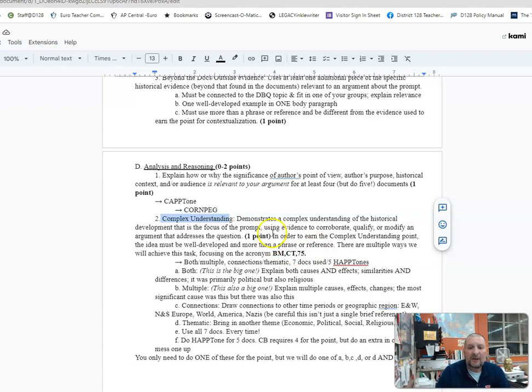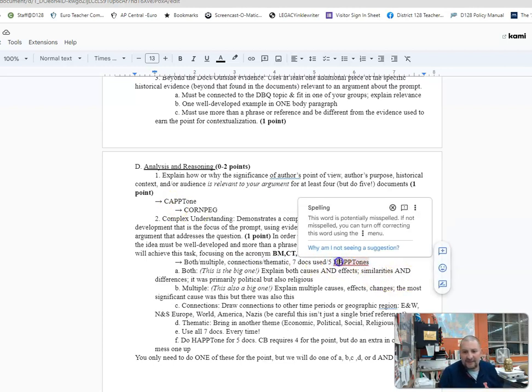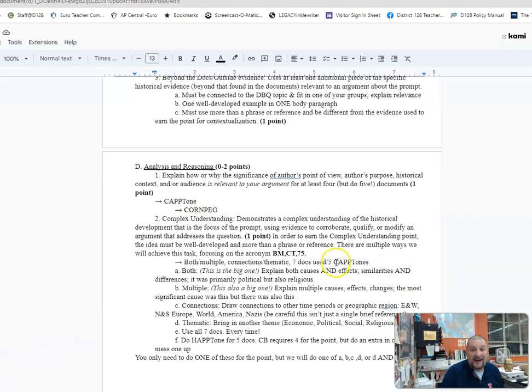Okay? So, in order to earn the complex understanding point, an idea must be well developed in more than a phrase or reference. There are multiple ways we are going to achieve this task, and we're going to focus on the acronym BMCT75. I know it's not real catchy, but if you just say it a couple times, it'll stick there. BMCT75. All right. So it stands for both, multiple, connections, thematic, 7 docs used, and 5 captones, because it's for context.